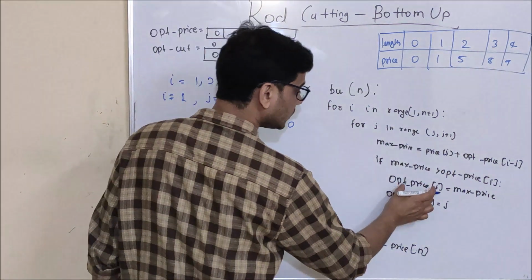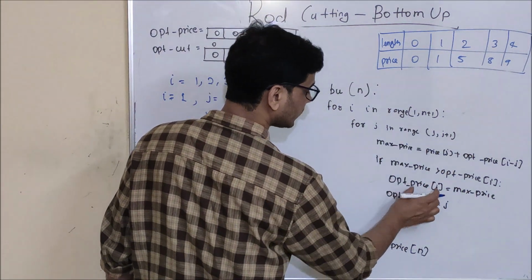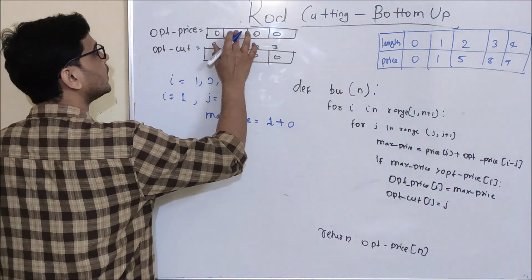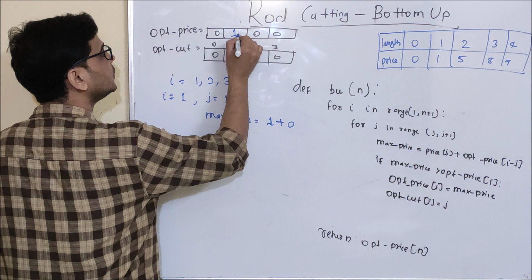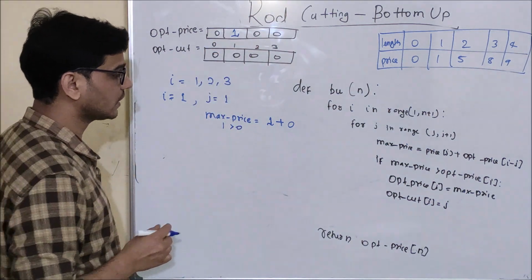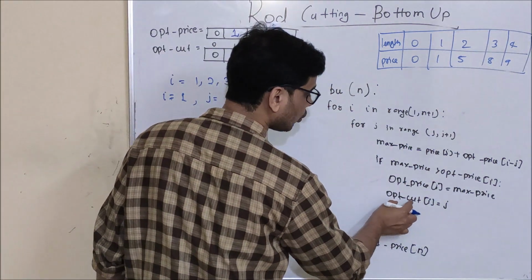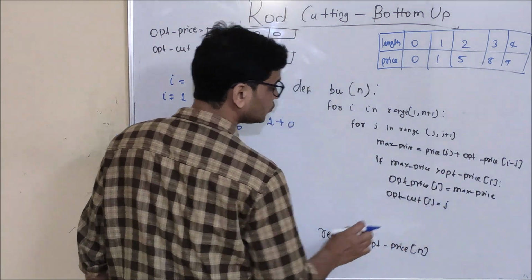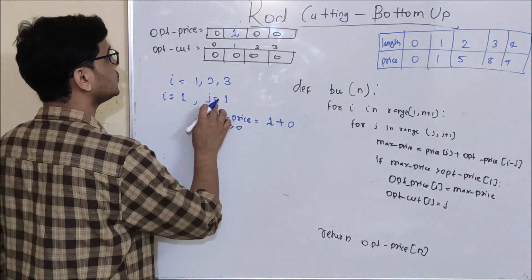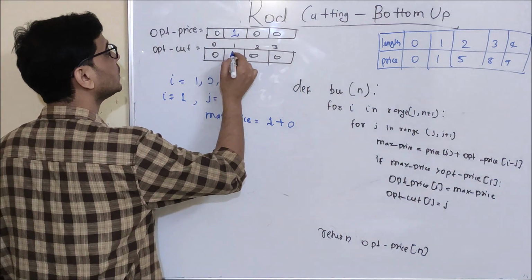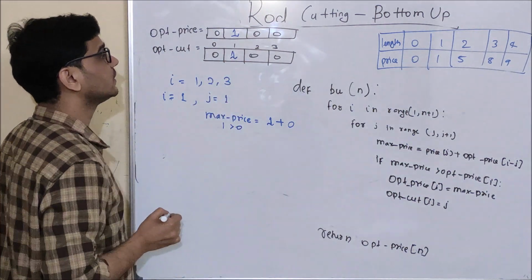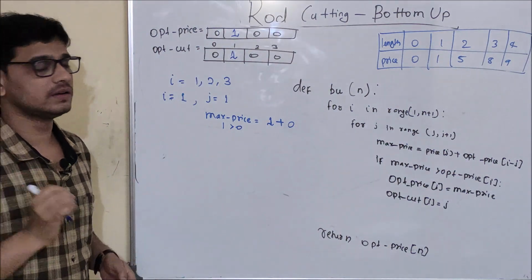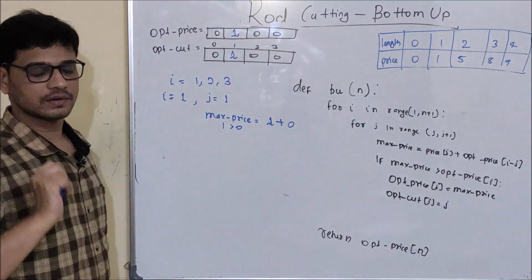What are we going to do after that? We will execute these two lines. That is, in optimal price of i we will update max price. So what I am going to do here? I will update it to 1. In the next line, we will update opt_cut of i equal to j. What is j? 1. So here I will update 1. That is, the maximum profit that can be generated from a rod of length 1 is 1 with the cut of 1.